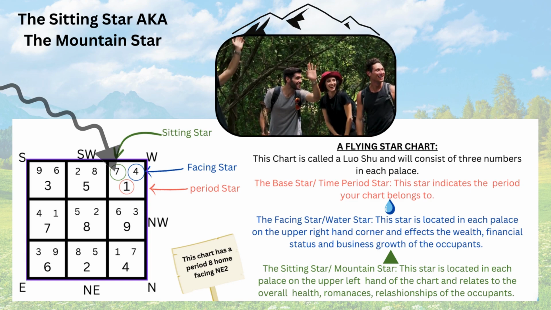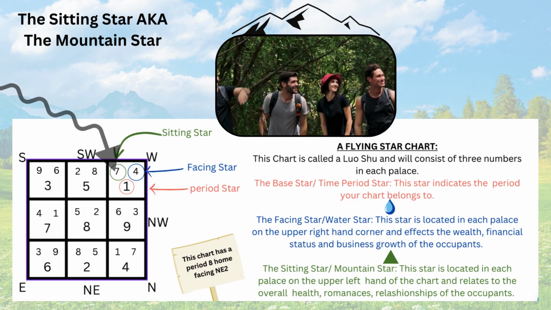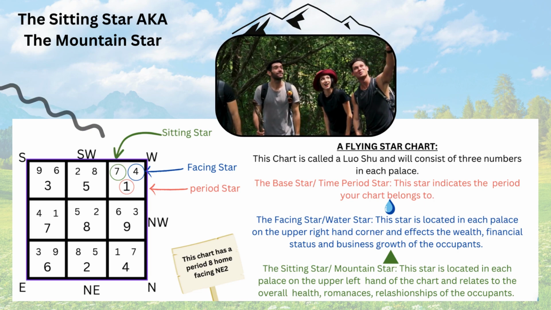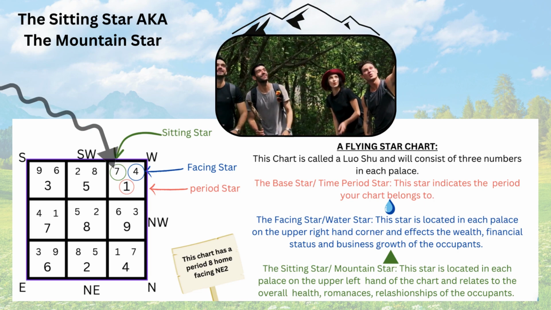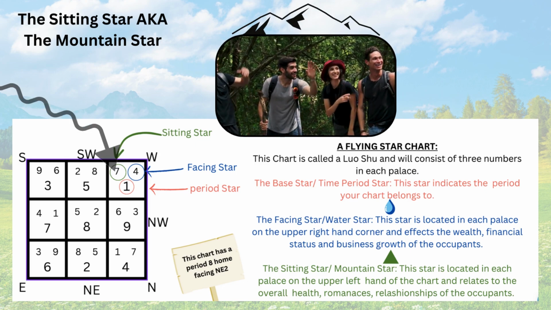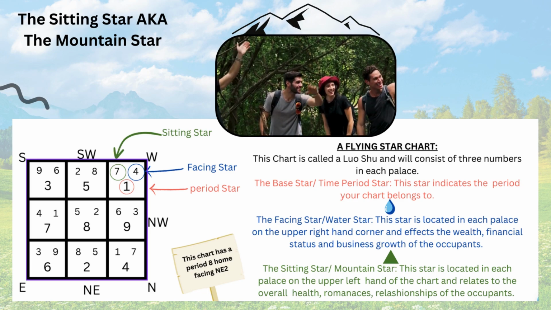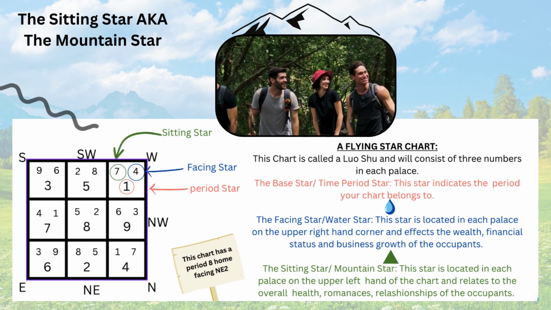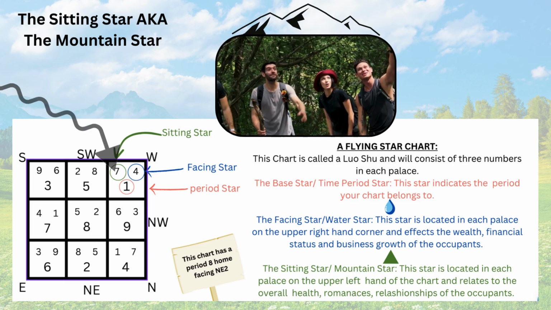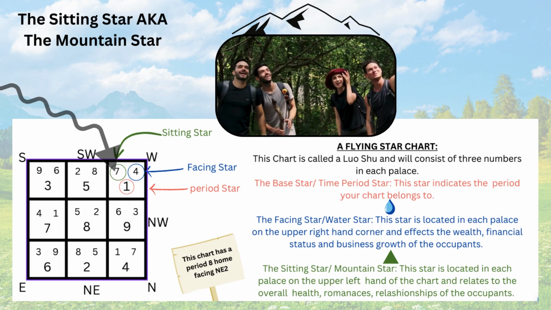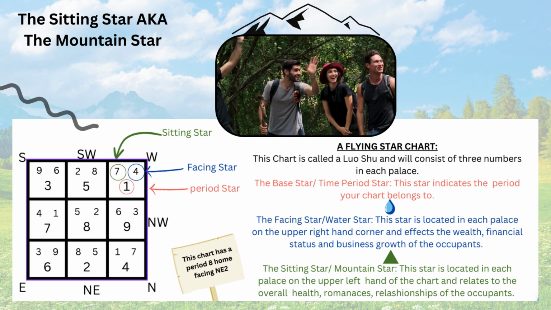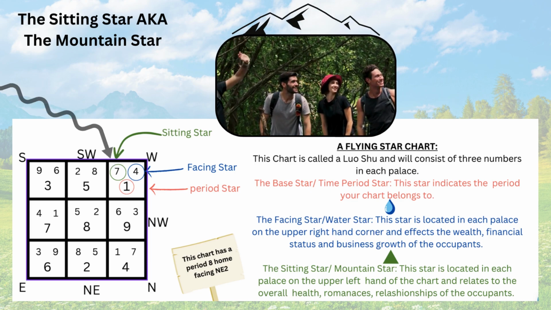So then if we move on to the sitting star, also known as the mountain star, this is going to always be located in your upper left-hand corner in each flying chart. Now, all of these stars affect the health, romance, people, relationships, the family, as well as mental attitudes. So it can really symbolize the social status, or the status of this community within the family's popularity.